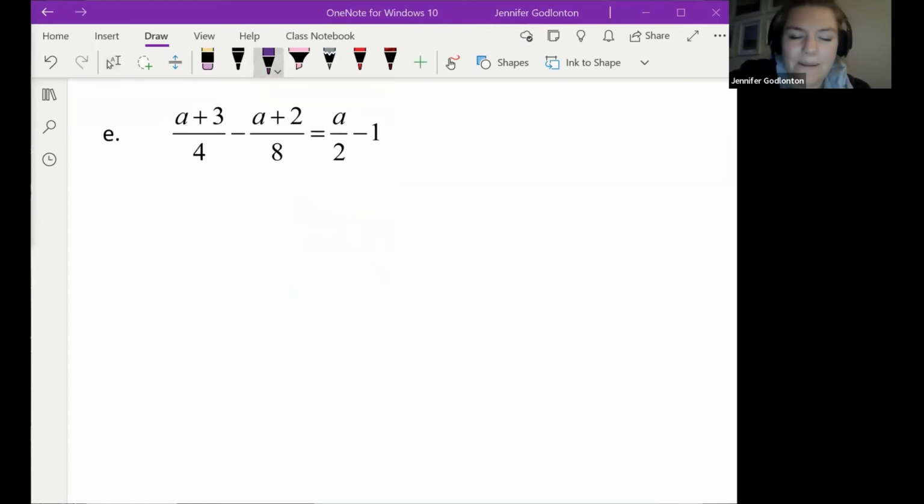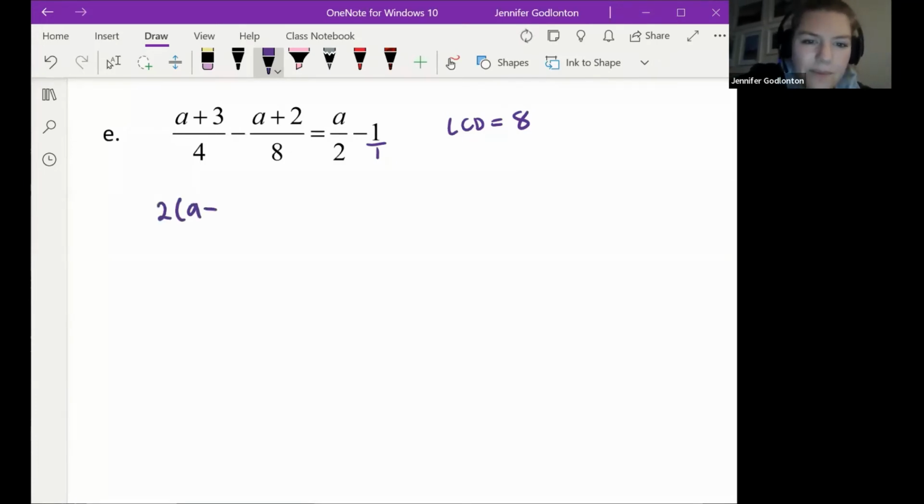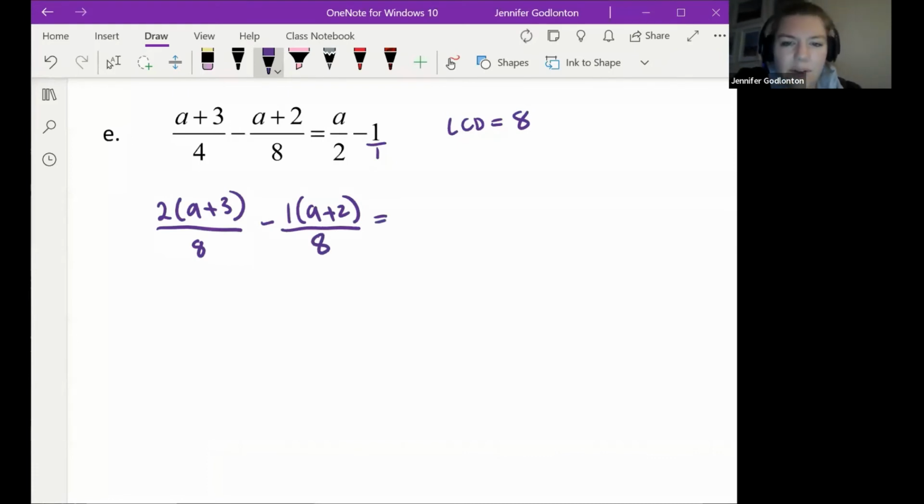Ma'am, so you have to get the lowest common denominator, so it's gonna be 8. Good. So you're gonna say 2 bracket a plus 3 over 8, minus a minus 2 over 8. Okay, so I'm just gonna put a 1 there so that we don't make a mistake with our signs, but what you wrote was fine. Equals 4a over 8, minus 8 over 8. Good.